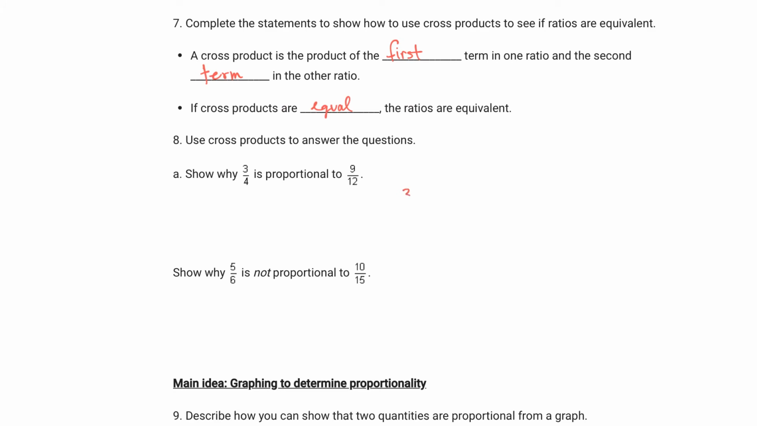So if I take 3/4 and 9/12, and I use the cross products, 3 times 9 is 36, but also 12 times 3 is 36 as well. They are both proportional then, because 36 is equal to 36. And then we have 5/6 and 10/15. Why is this not? Because 15 times 5 is 75, and 6 times 10 is 60, and 75 is not equal to 60.